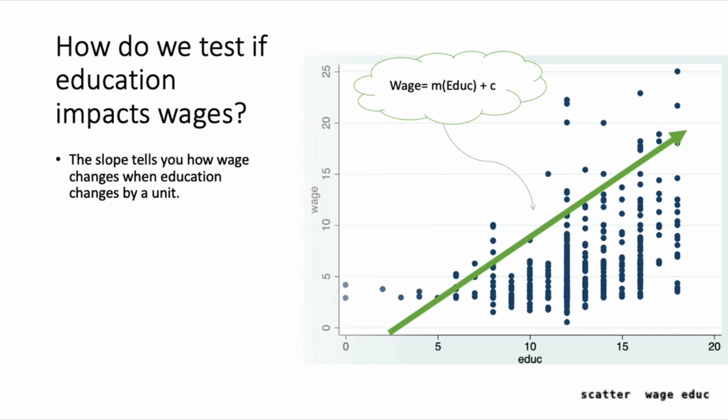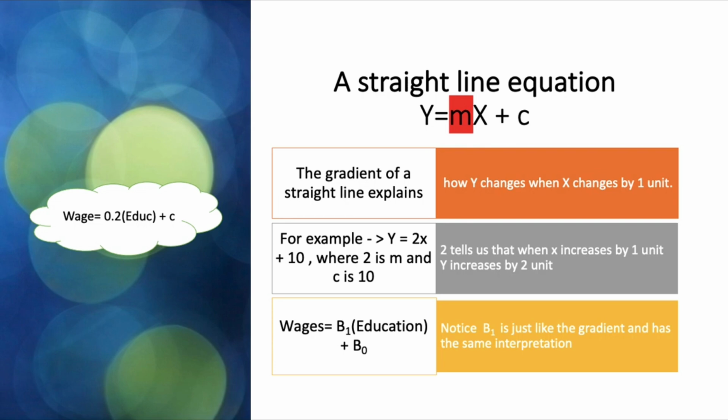So this is basically a straight line. This is what we've talked about. I'm sure you know about how the gradient basically tells you rise over run.